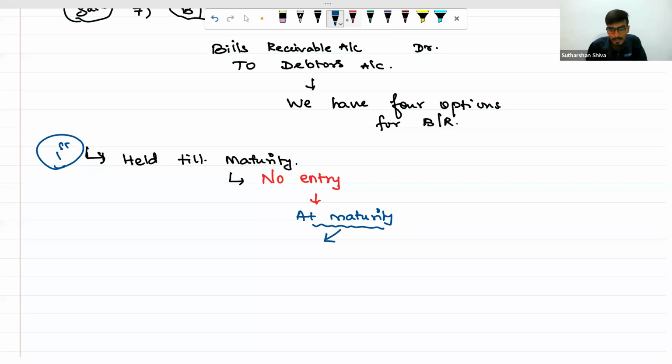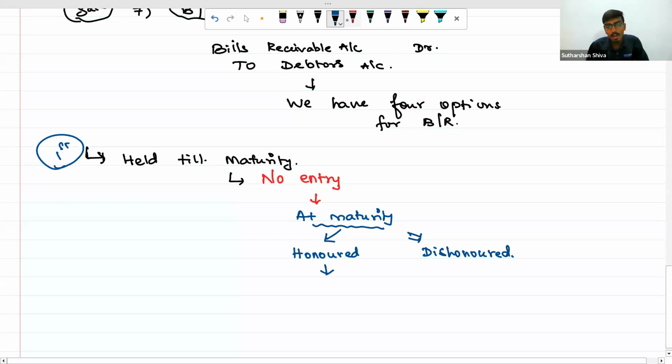So here we have honored, or it will be a dishonor. There will only be two probabilities. If it is honored, I will pass the entry, I will get my cash, correct? I will put my bill in my bank, and they will give me the amount. That amount will be in my bank account, so my bank account balance will increase. That is, my asset balance will increase. So I will debit my bank account.